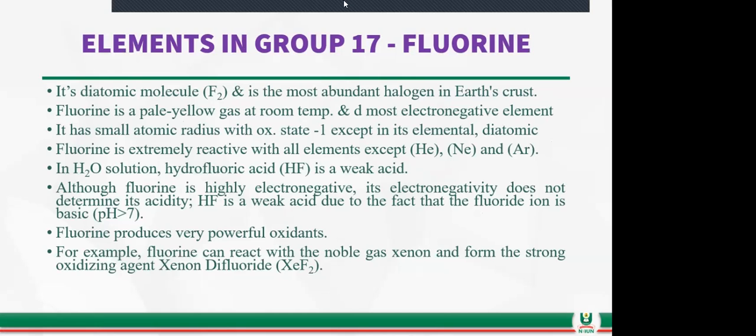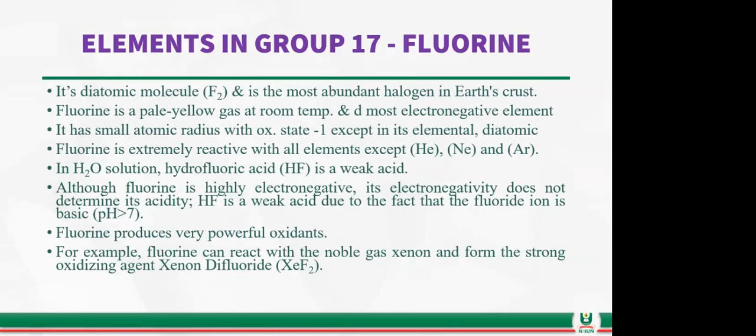Let's pick the first one, fluorine. Fluorine is a diatomic molecule and is the most abundant halogen in the earth's crust. Fluorine is a pale yellow gas at room temperature and the most electronegative element. We have said that. It has a small atomic radius with oxidation state of -1, except in its elemental diatomic form. The only time you cannot see fluorine as having -1 is when it's in elemental form. And you know that that form is F2, which has oxidation state of 0.